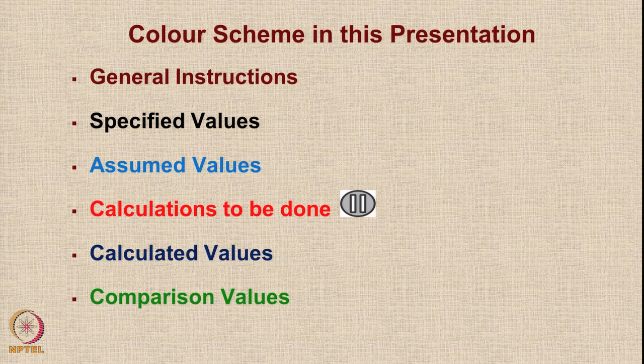The values which are calculated will be shown in this dark blue color, and towards the end we will compare the values that we have obtained with some values mentioned in documents or open sources. So those will be shown in the green color.